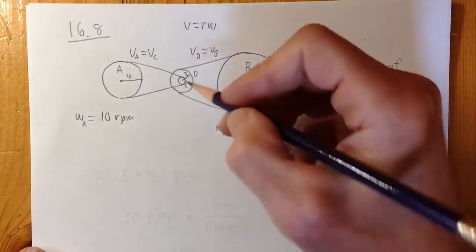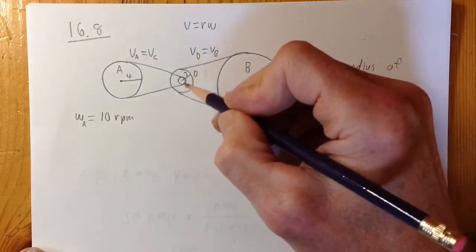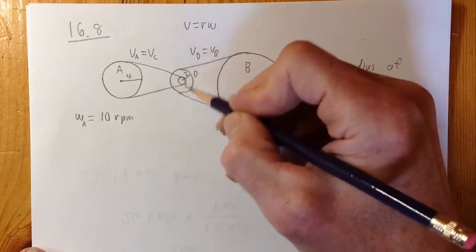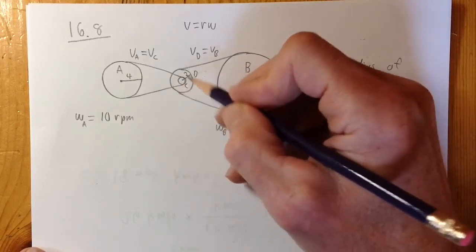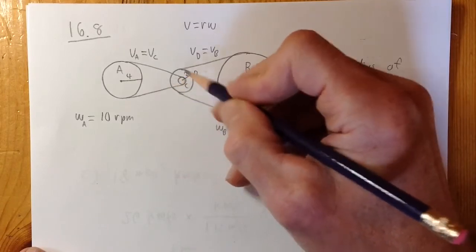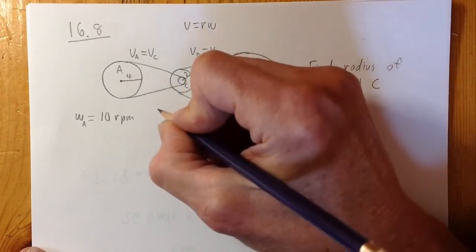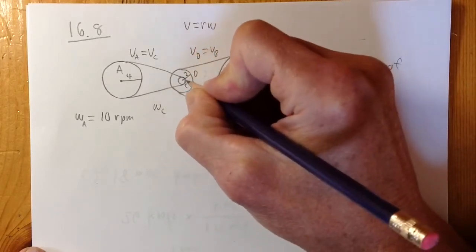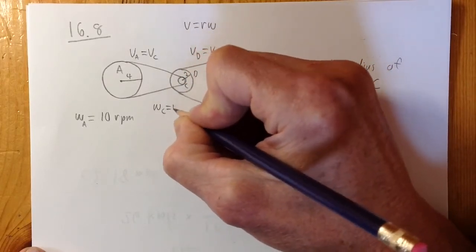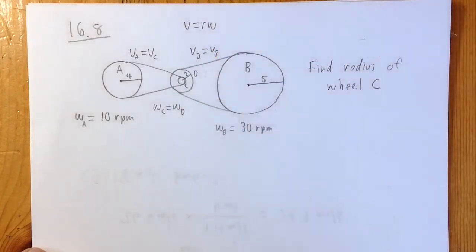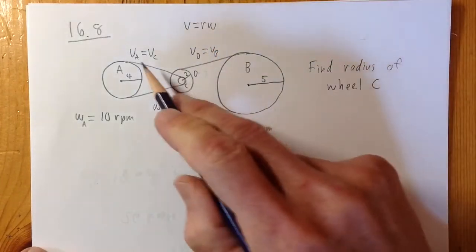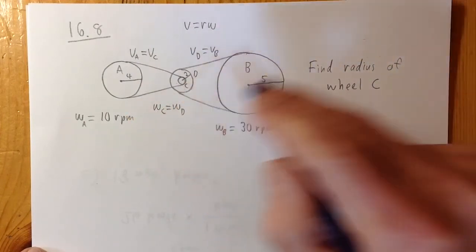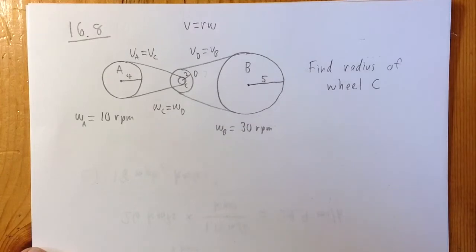The other thing you have to know is if they're attached to the same wheel, like these two are attached together, they have the same omega. They have to be spinning the same number of degrees per second or rotations per minute, right? They go the same number of circles per minute because they're attached. So we can say that omega C, the little wheel, since it's attached to D, is the same as omega D. And those are the two things that we use to solve this problem. The velocities are the same if they're attached by a belt, and the omegas are the same if the wheels are attached, if they spin at the same rate.